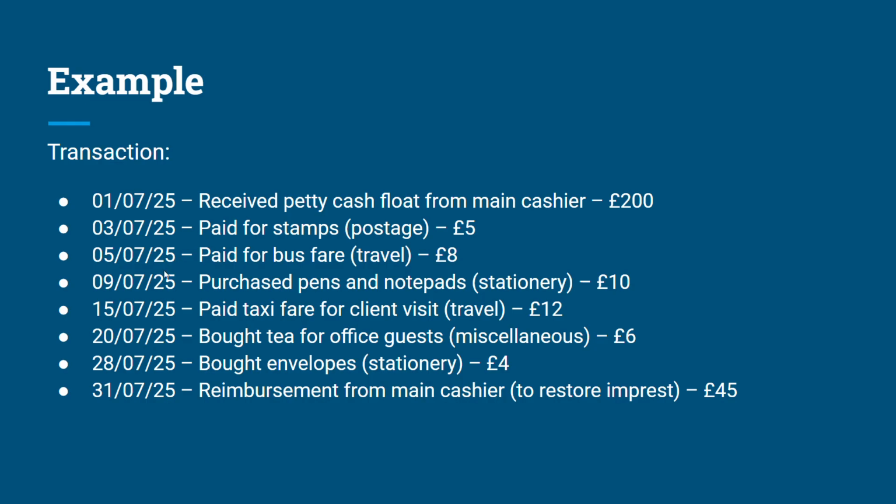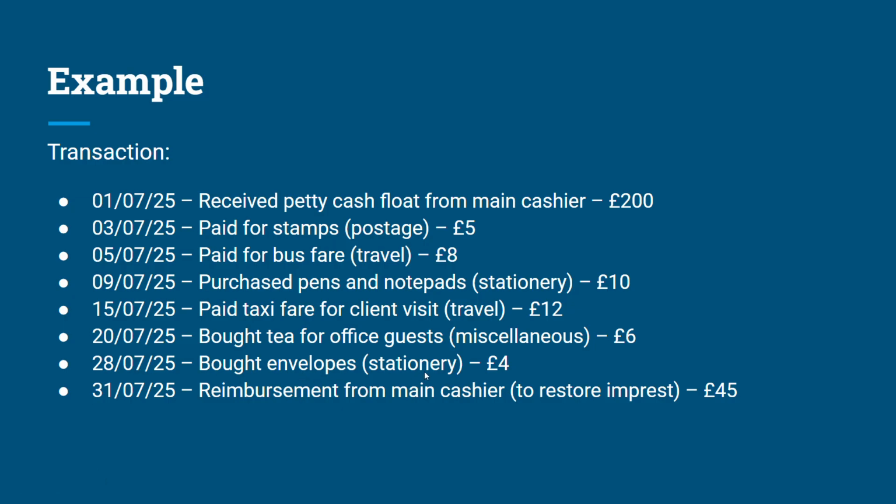Then on the 5th, we paid for bus, so that's traveling expense, and that's £8. So that's on the right side. Then on the 9th, we purchased some stationery for £10. On the 15th, we had some more traveling expenses, £12. On the 20th, some refreshments, or sometimes you can call it miscellaneous, £6.